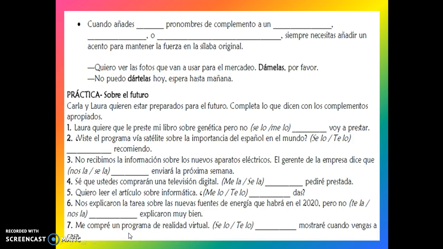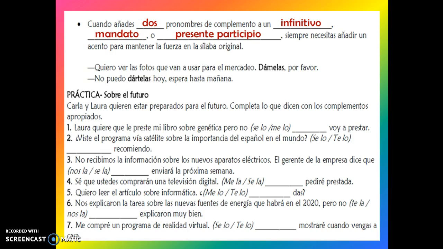Let's move on. Cuando añades, again, añades means add, dos pronombres de complemento a un infinitivo. Watch this. When you add two pronouns to an infinitive, mandato, that would only be affirmative commands, o presente participio, that would be your ando y endo, siempre necesitas añadir un acento para mantener la fuerza en la sílaba original. So what we have to do is add accents in order to maintain that original sound.